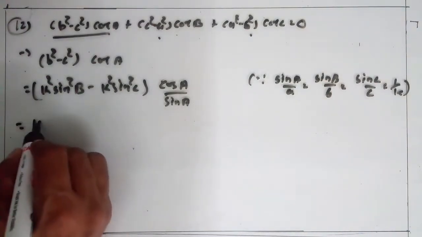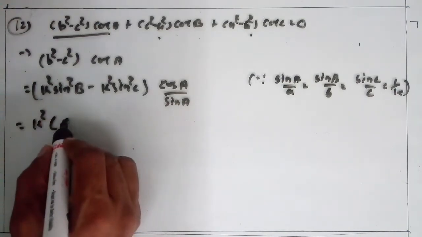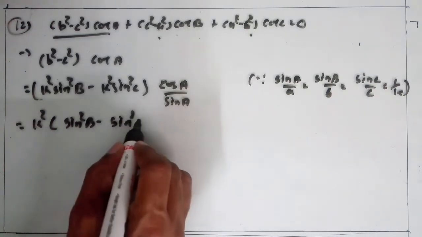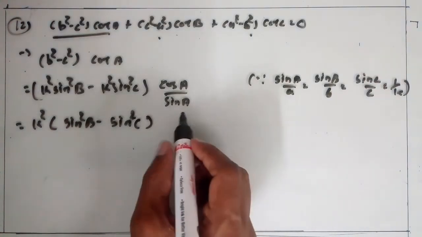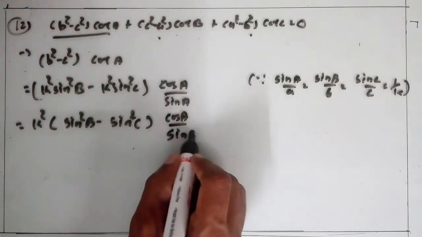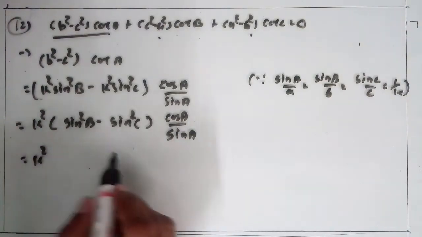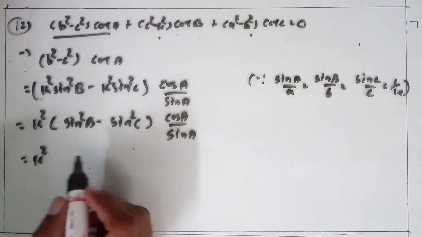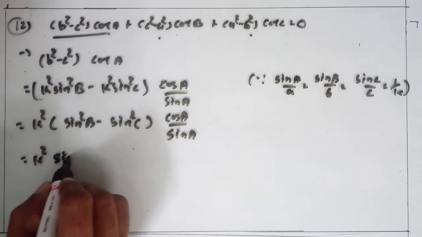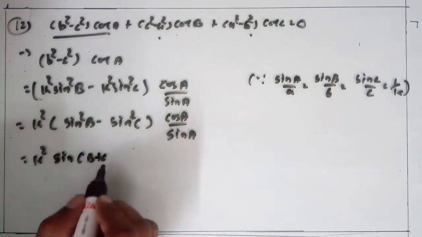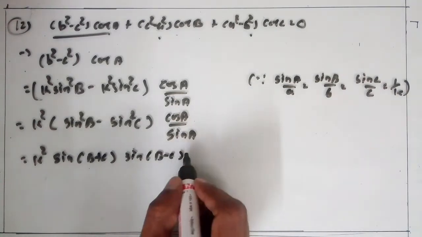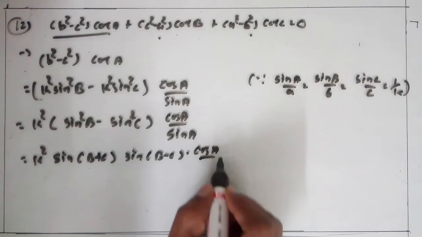k² taken common, so here becomes sin² B − sin² C. Think of the formula of sin² α − sin² β. Remember this. What is the formula of sin² α − sin² β? It is sin(α + β) sin(α − β). So sin² B − sin² C is equal to sin(B + C) into sin(B − C). You know that. Clear? Into cos A upon sin A.